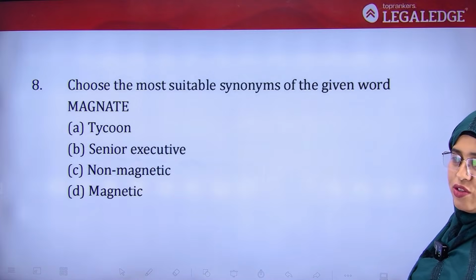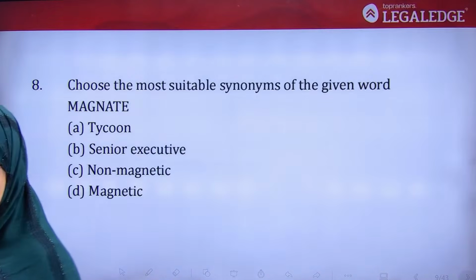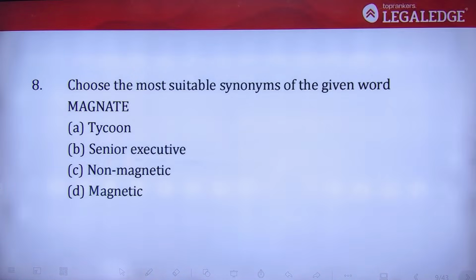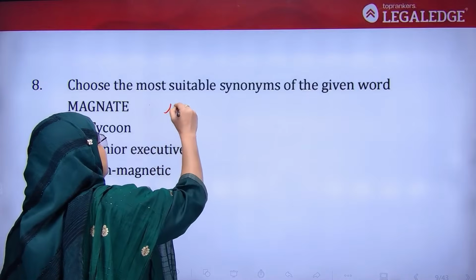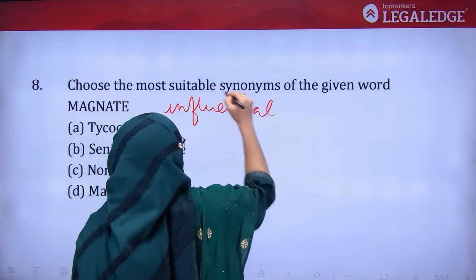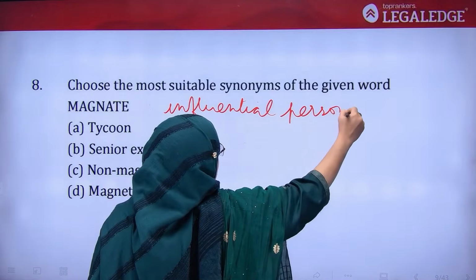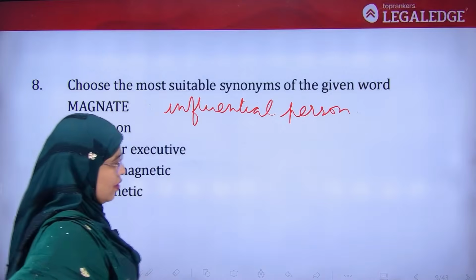Question number 8 is on screen, students. Identify the correct synonym for the word given. Now, magnate is somebody who is influential. Alright, influential person. Tycoon will be the correct synonym. This was easy.